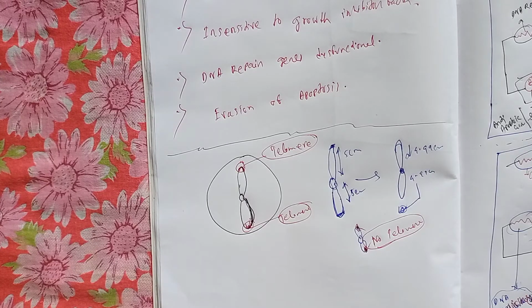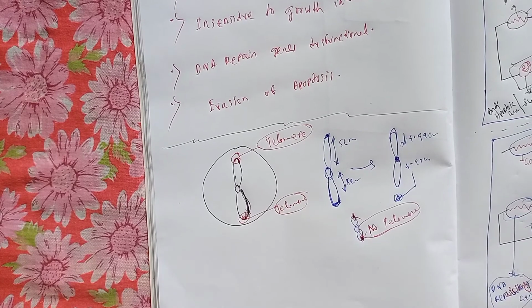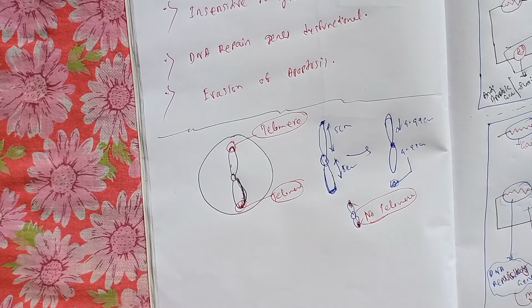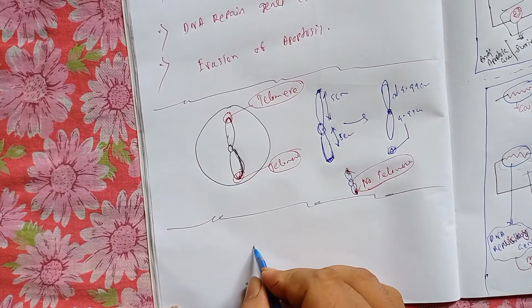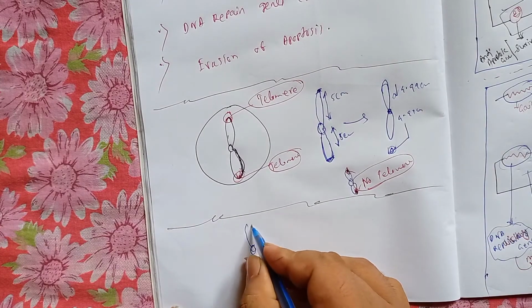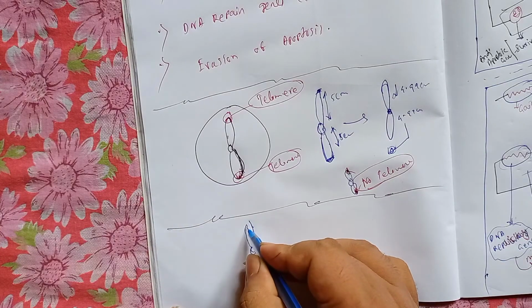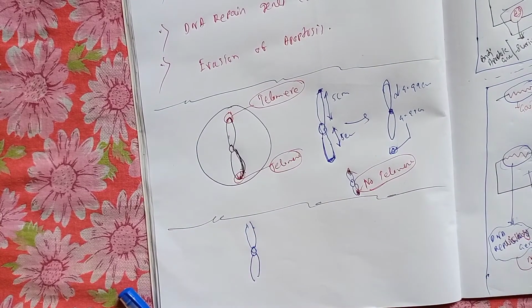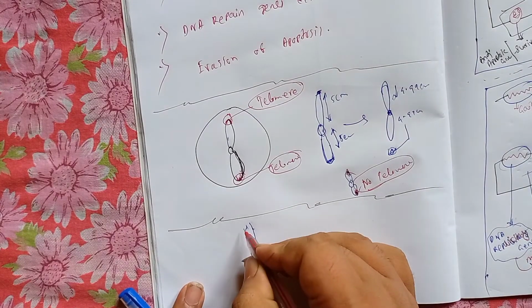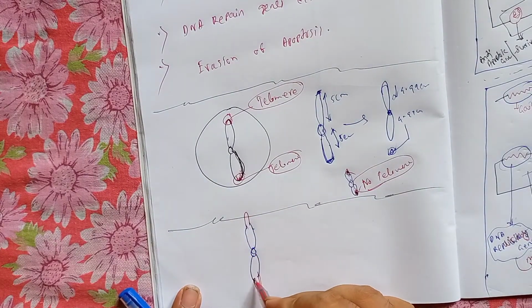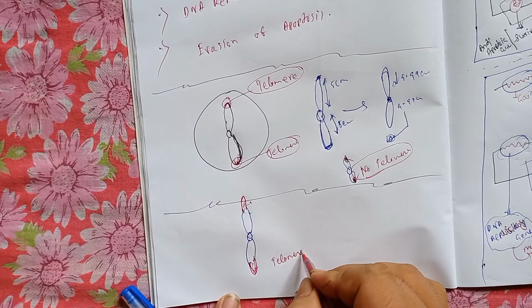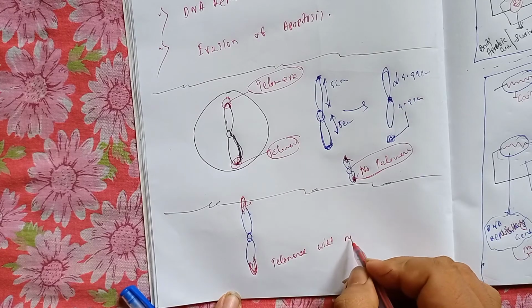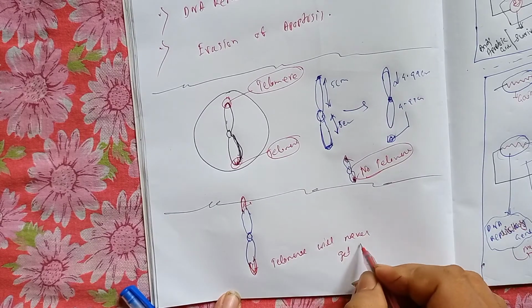But what is happening in the cancer cell is strange, guys. See it here. The cancer cells have such a capacity: the telomere will never get decreased. Never get decreased.